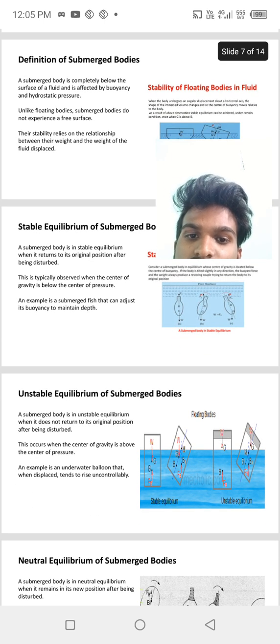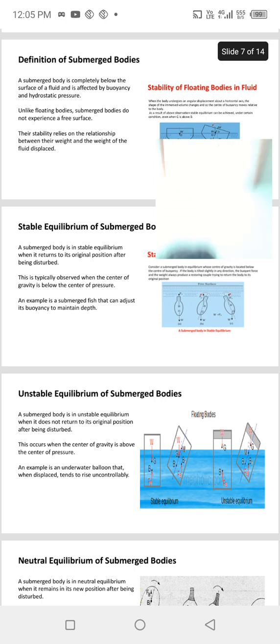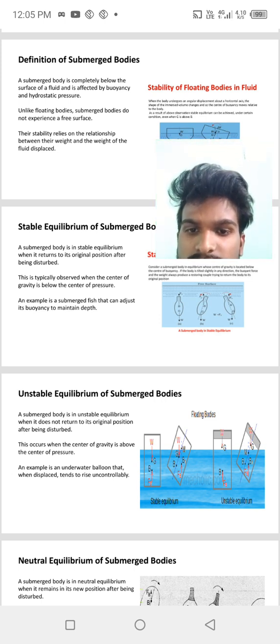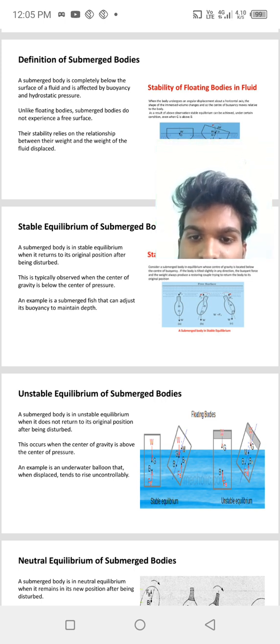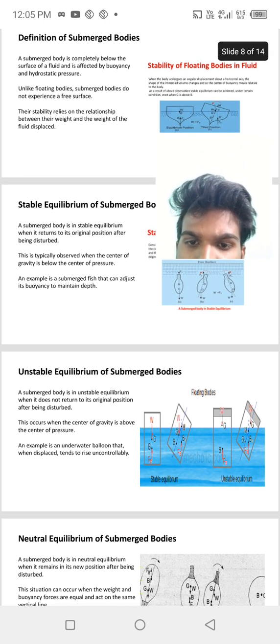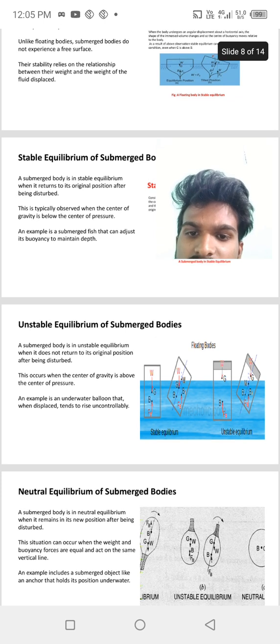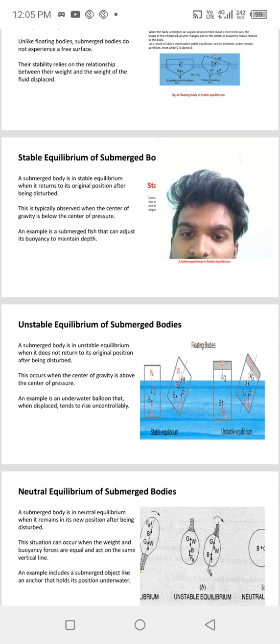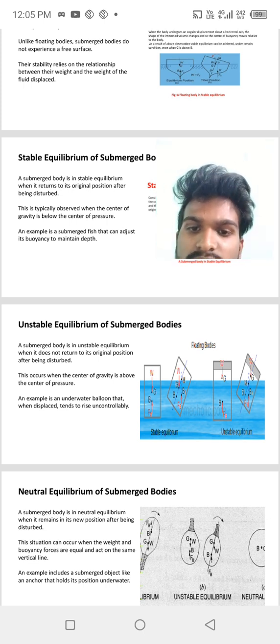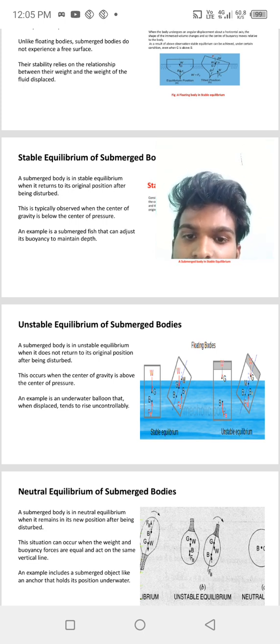Unstable equilibrium of submerged bodies. A submerged body is in unstable equilibrium when it does not return to its original position after being disturbed. This occurs when the center of gravity is above the center of pressure. An example is an underwater balloon that, when displaced, tends to rise uncontrollably.